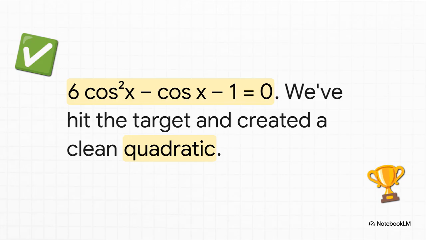And boom, with one simple bit of rearranging, we've nailed it. We've hit our target: 6 cos squared x minus cos x minus 1 equals 0. We just followed the breadcrumbs and turned this chaotic-looking thing into a nice, clean, simple quadratic.